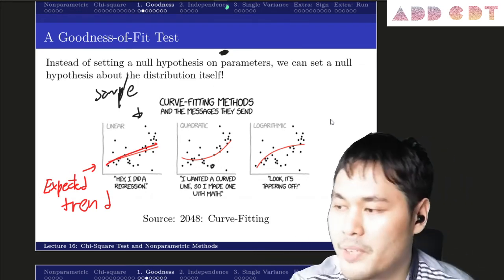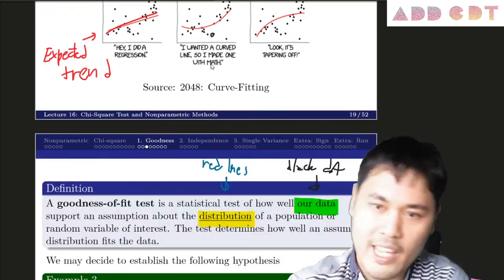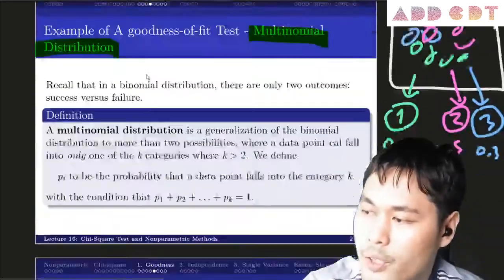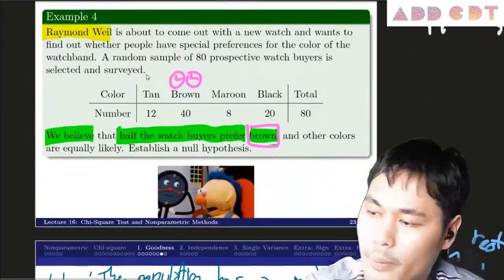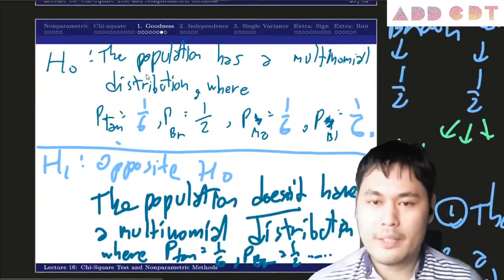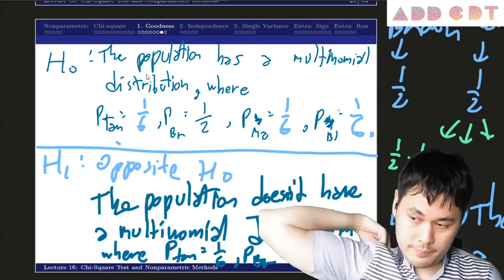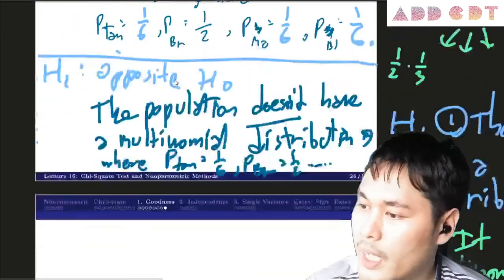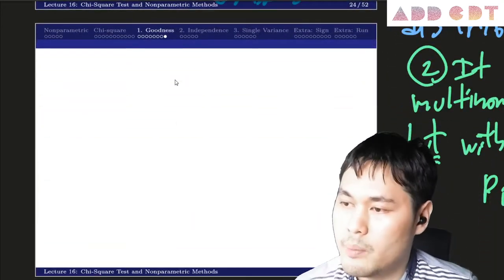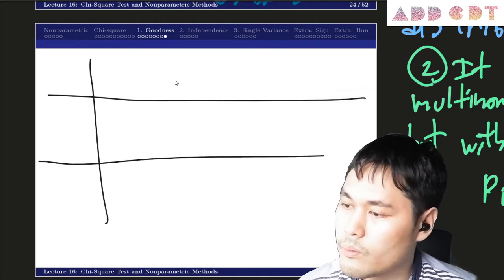And then we might reject our red line, we reject our belief, the trend that we have in mind. So now that's the hypothesis here. And how can we test that? Then again, we create a table for this too.